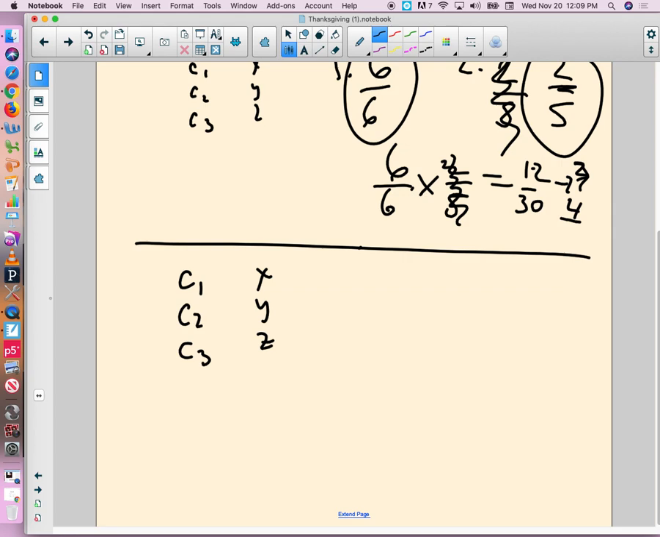How many teams are there that this team could be paired up with? 5. How many of them are the ones we don't want? 2. So there's a 2 in 5 chance that we're going to get a bad result, which means there's a 3 in 5 chance we'll get a good result. So that's the first thing that has to happen, and the second thing has to happen.